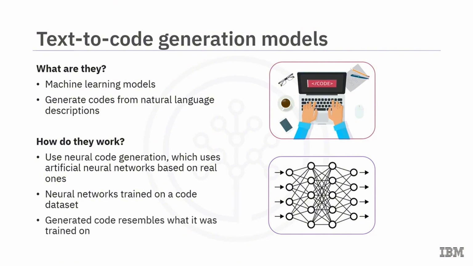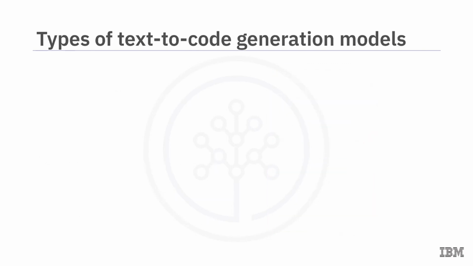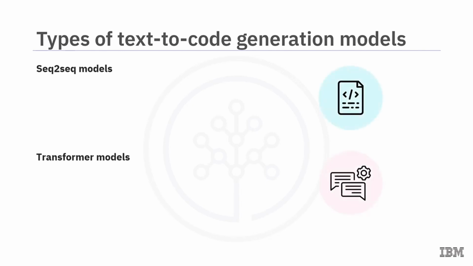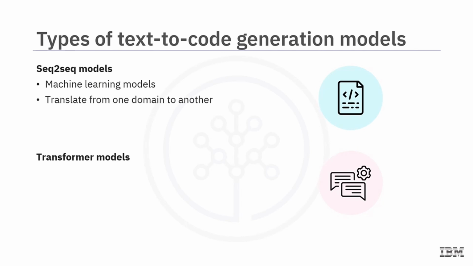The generated code is similar in structure and function to the examples it has been trained on. There are 2 main text-to-code generation models, sequence-to-sequence and transformer. Sequence-to-sequence models are a type of machine learning model that can translate from one domain to another. In the case of text-to-code generation, the model can translate natural language descriptions into a code sequence.